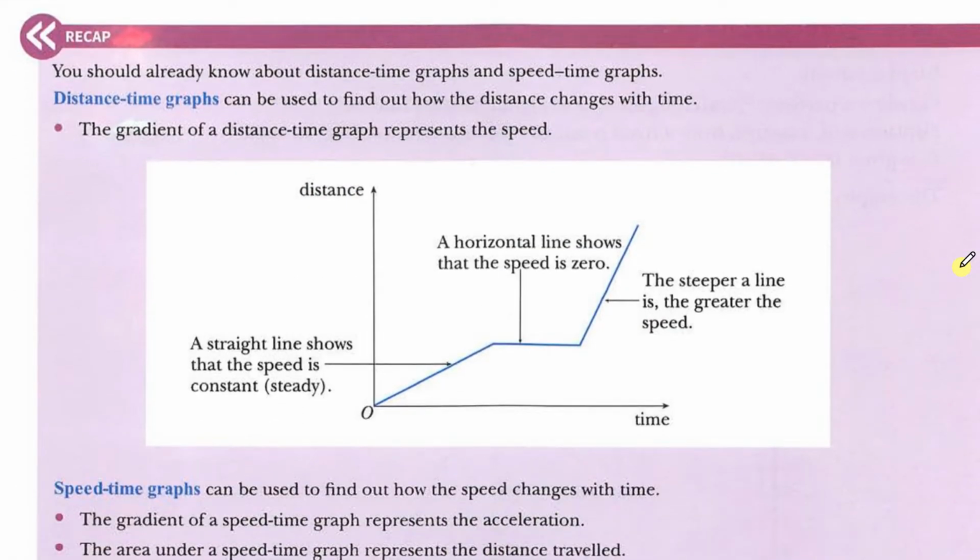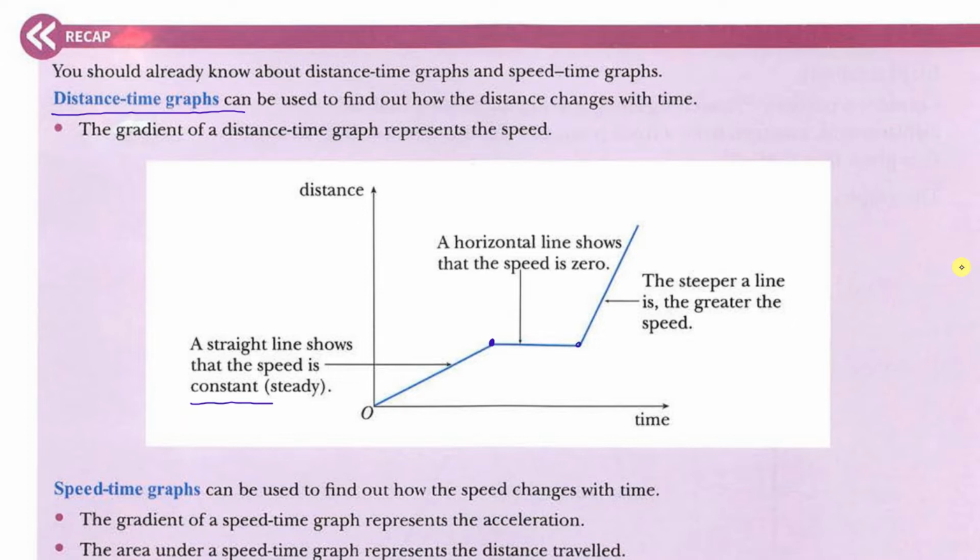A velocity time graph is given there, and a distance time graph is given there. A distance time graph can be used to find out how the distance changes with time. The gradient of a distance time graph represents the speed. So in the first part, the straight line shows that the speed is constant and steady, up to the end of the straight line.